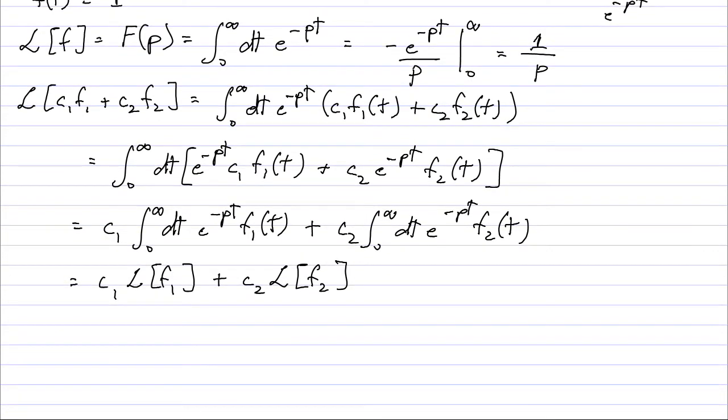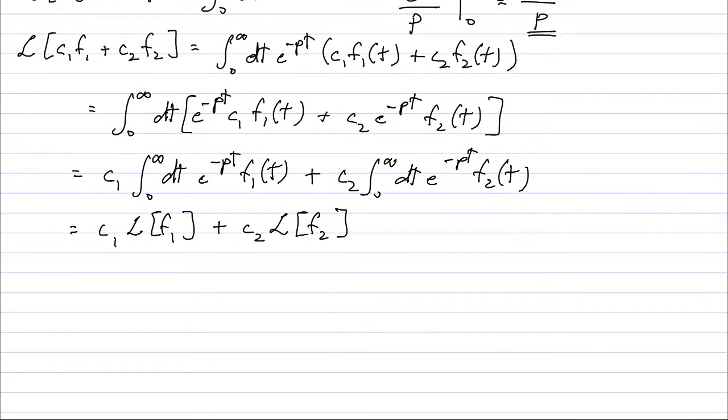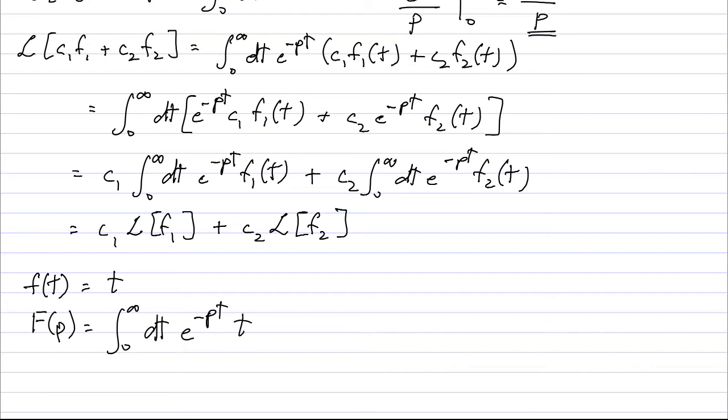So in other words, having found the Laplace transform of f of t equal to 1, what's the Laplace transform of f of t equal to 5? That's just 5 times this thing, 5 over p. Okay, so the next non-trivial case is what happens if f of t is equal to t. Then capital F of p, the Laplace transform, is going to be the integral dt e raised to power minus pt times t.